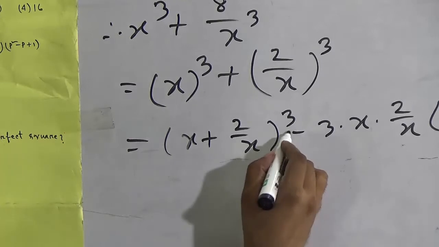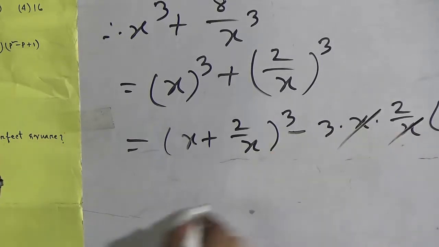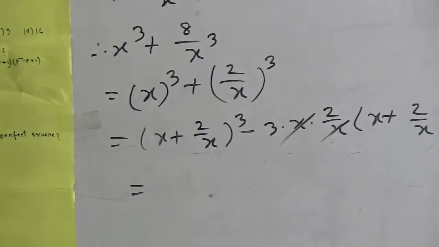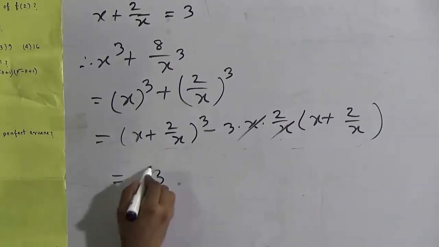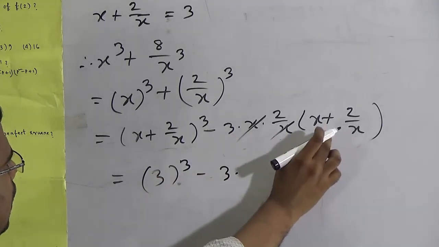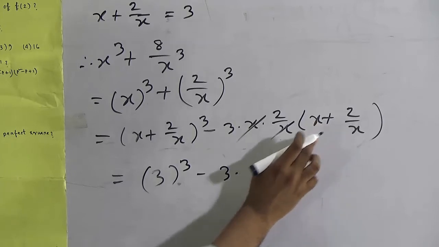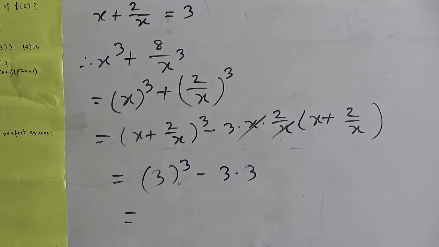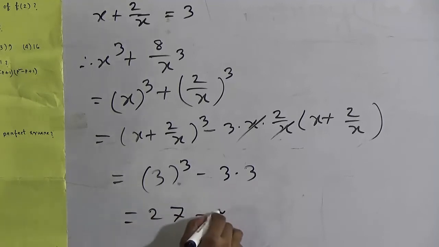Okay, dear students, now we can cut this x and this x. Now x plus 2 by x, here the value of x plus 2 by x is 3. So instead of x plus 2 by x, we can write 3. 3 cube minus 3 into, here x plus 2 by x is equal to 3, so 3 multiplication 3. Now 3 cube means 3 multiplication 3 multiplication 3, 3 3s are 9 and 9 3s are 27, minus 3 3s 9. If we subtract 9 from 27, then it will be 18.